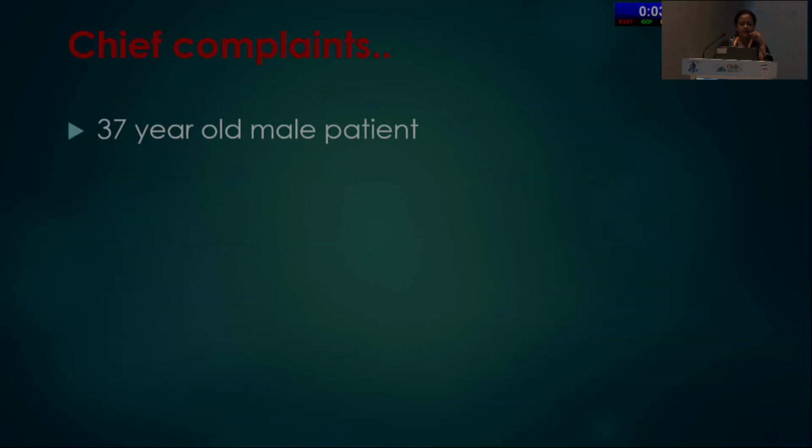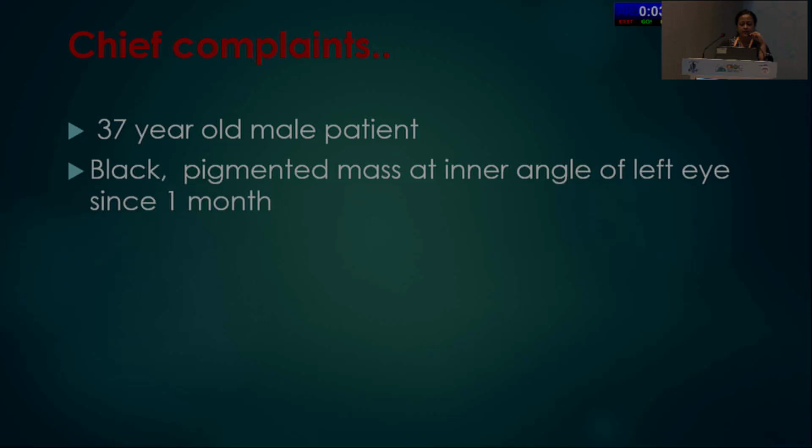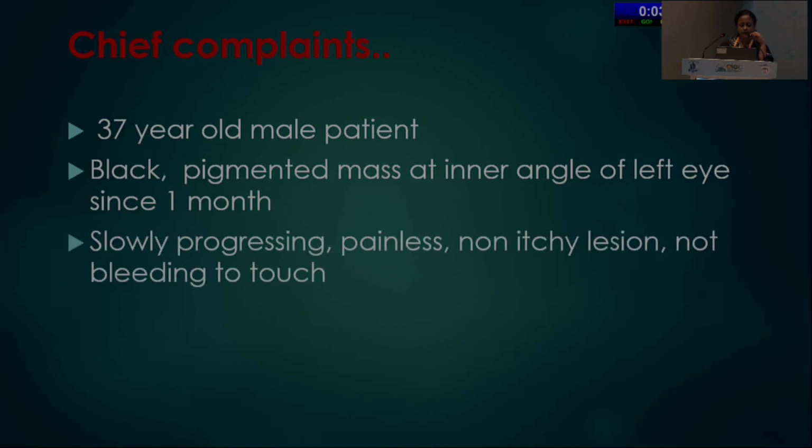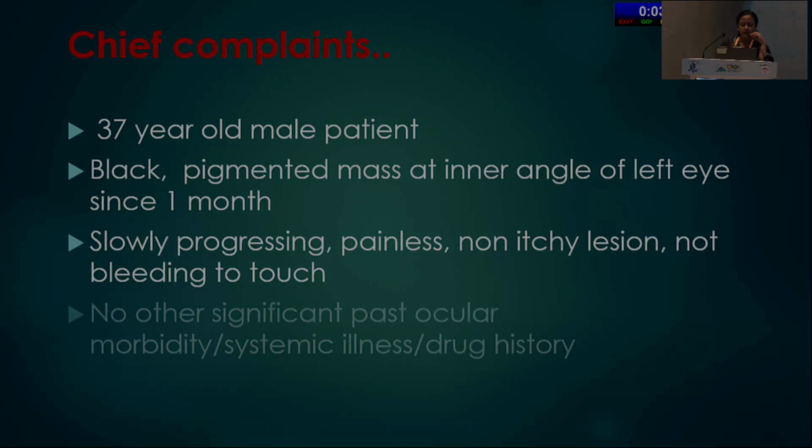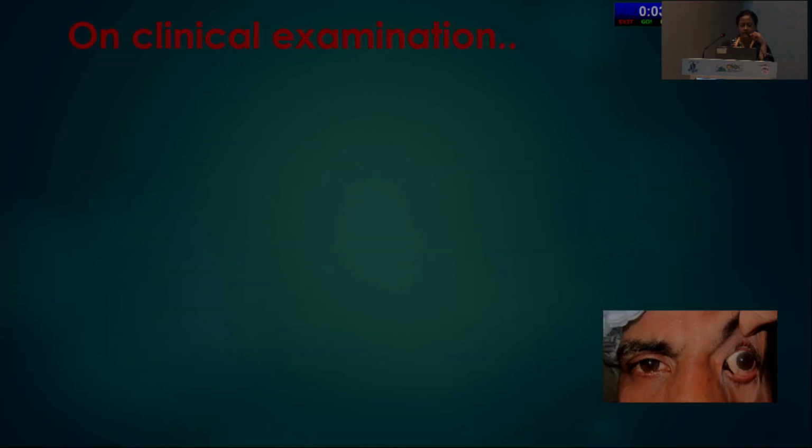A 37-year-old male patient presented with a black pigmented mass at the inner angle of the left eye since 1 month, which was slowly progressing, a painless, non-itchy lesion, not bleeding to touch. There was no other significant past ocular morbidity, systemic illness or drug history.